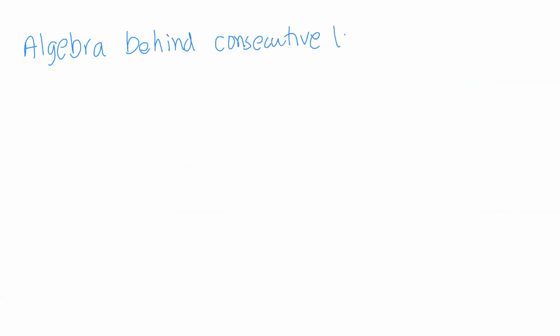Let's go there. All right, so let's look at the algebra behind consecutive integers. All right, so first up, let's look at just plain old consecutive integers. So remember the example that we had before. I think we did 53, 54, 55, 56.